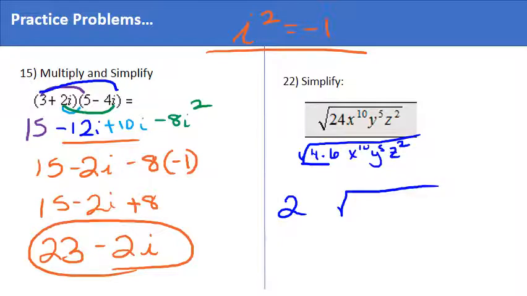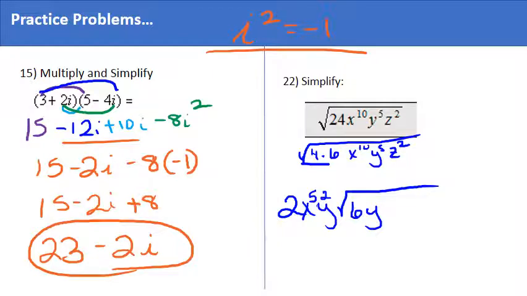Now, how many pairs of x's do you have in x to the 10th? Well, you have 5 pairs. So that means you're going to bring out x to the 5th. And there's none left over. Now, when you have y to the 5th, how many pairs of y's do you have? Which means how many times can you divide that by 2? Well, that means you're going to have y to the 2nd power because you have 2 pairs of y's and y to the 5th with 1 y left over.